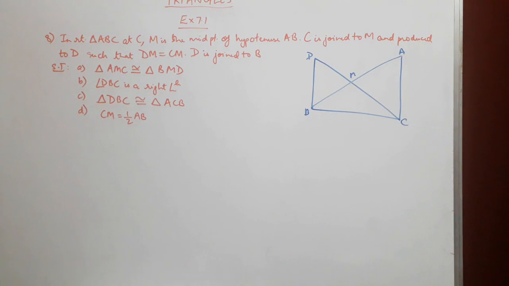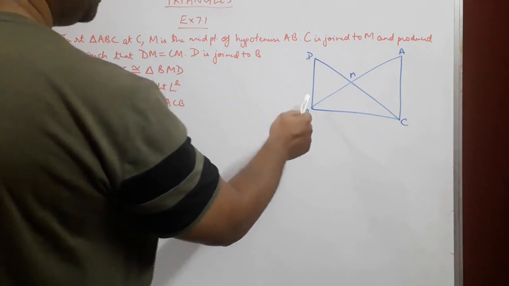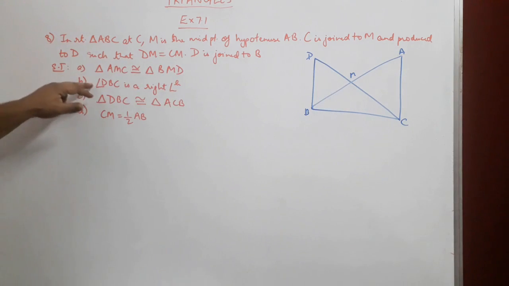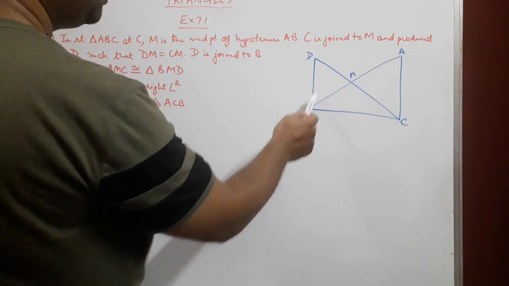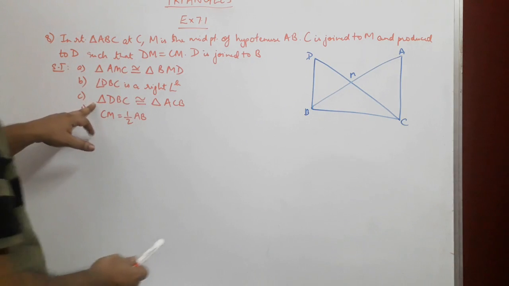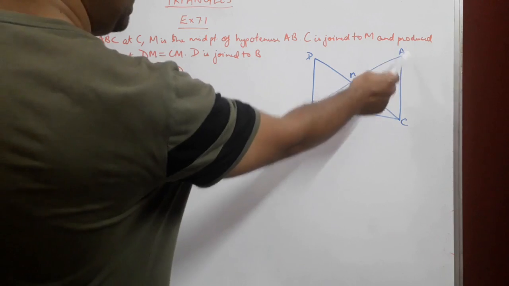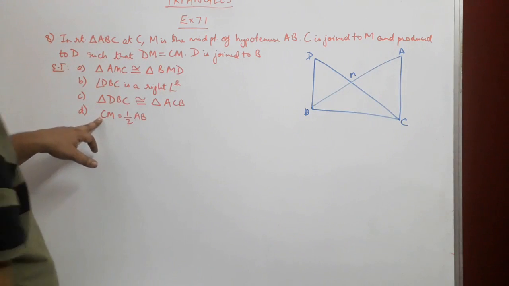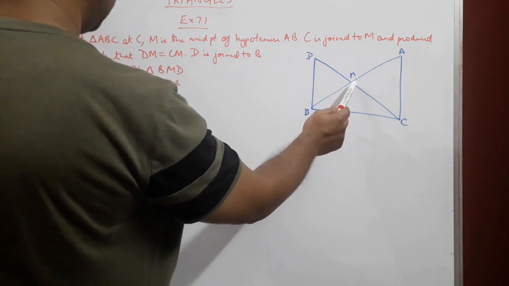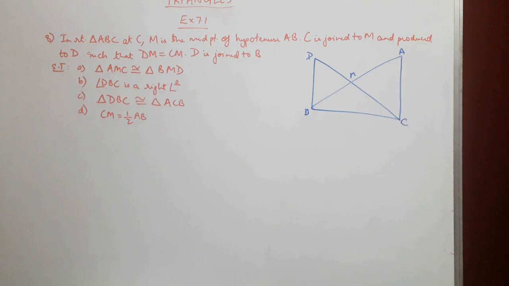We are asked to prove triangle AMC is congruent to triangle BMD. And then we are asked to prove angle DBC is a right angle, which means 90 degrees. We are also asked to prove triangle DBC is congruent to triangle ACB. And finally, we have to show CM is half of AB. Let's begin with the first one, which says we need to prove triangle AMC congruent to triangle BMD.